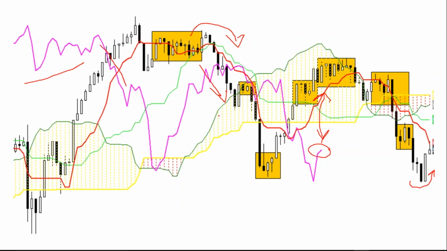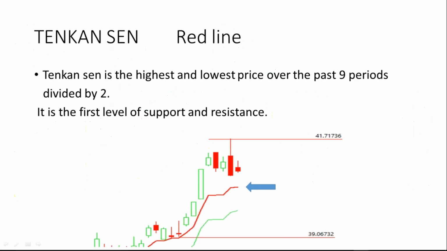So that's all it does. The Chikou span is just simply the closing price shifted back on the chart. The Tenkan-sen line is the highest and lowest price over the past 9 periods divided by 2. So it takes the highest price and the lowest price over the past 9 periods as a dollar value, divides it by 2, and applies itself to the value of the Tenkan-sen line, the red line.